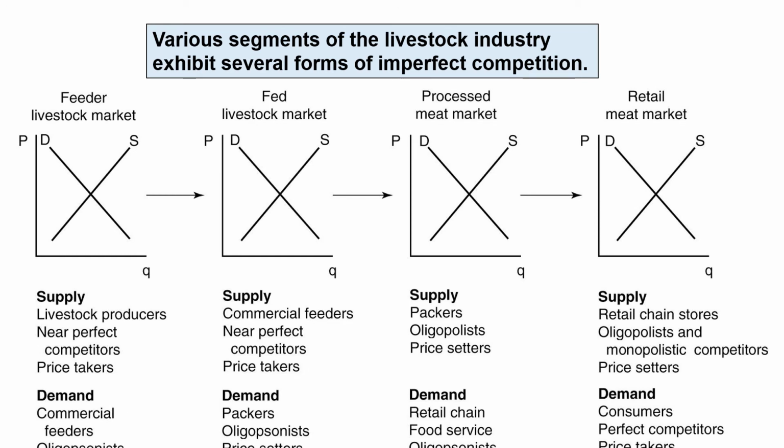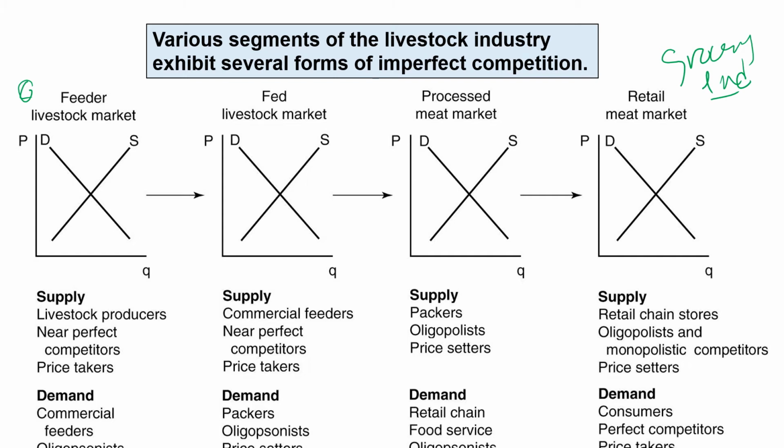This is an interesting diagram that allows us to follow basically a baby beef calf from the farm all the way to the grocery store here at the end. Different businesses and producers and consumers have different amounts of influence on the price of this product as it goes through.